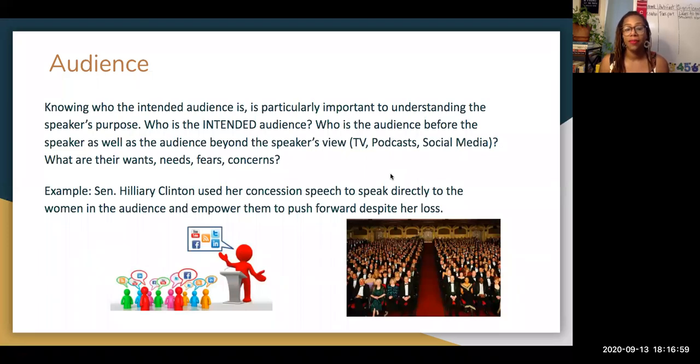So the intended audience is just as important as the speaker, because without an audience, who are you talking to, right? So you really want to know who your audience is as well, okay?